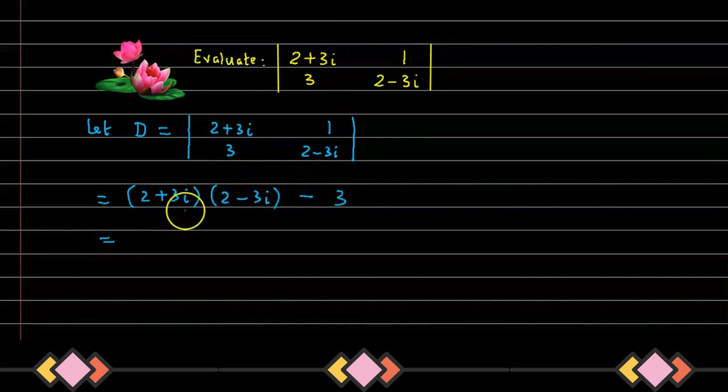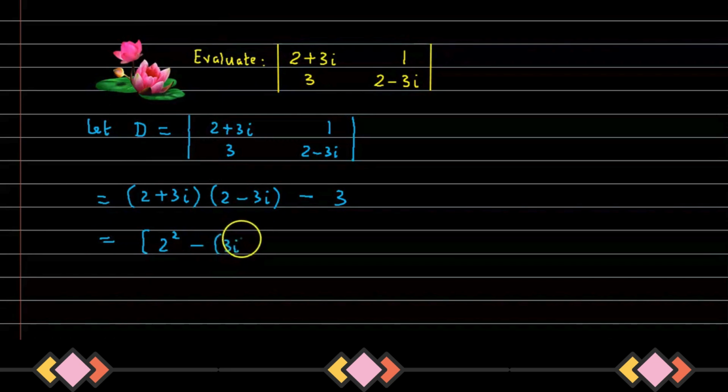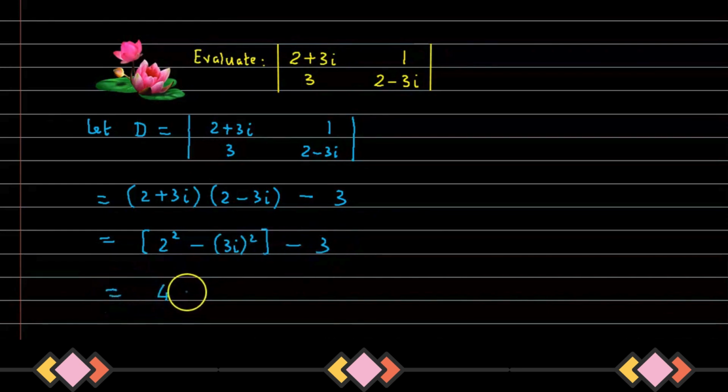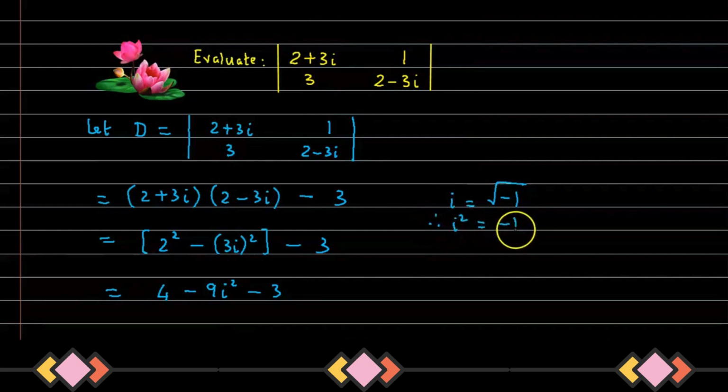Now this is of the form a plus b into a minus b, तो ये हो जाएगा a square minus b square, यानी 2 square minus 3i square minus 3. तो ये हो गया 4 minus 9i square या iota square minus 3. Now we know that the value for iota or i is root of minus 1. So therefore i square will be minus 1.